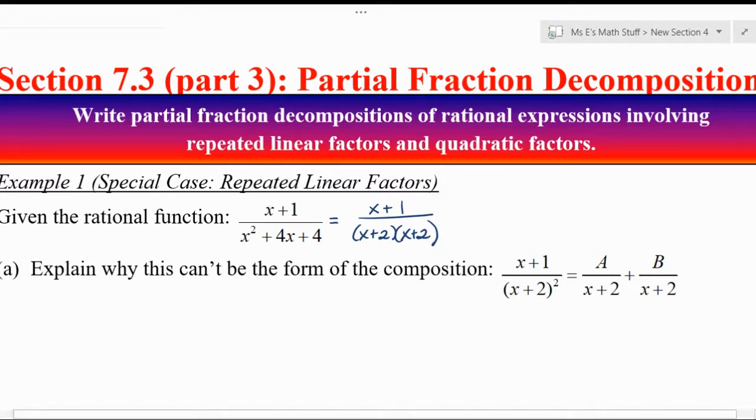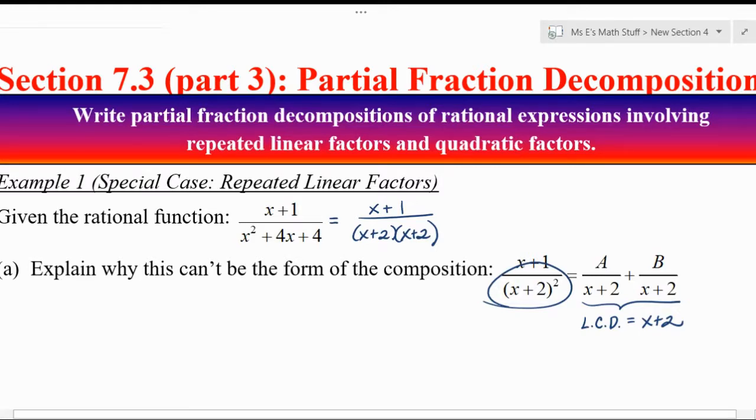Here's the issue, if you didn't notice it. When you add these two fractions together, my friend, the least common denominator, LCD, is x plus 2. It's not x plus 2 squared. So right there's something not quite right about this.